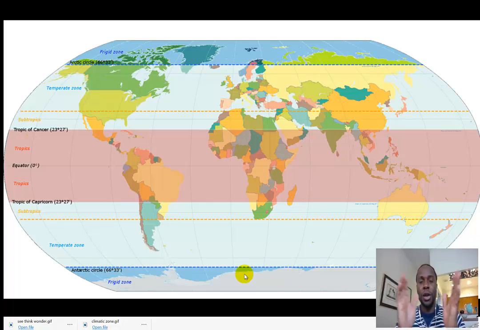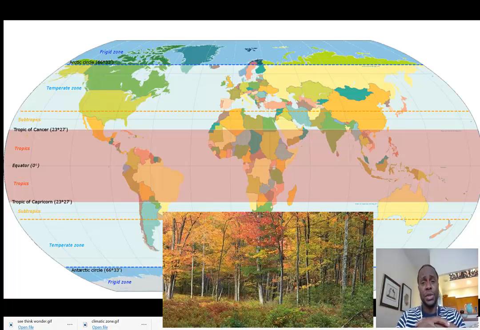Humidity is moderate. Rainfall or precipitation, whether snow or water, is moderate. Evaporation is moderate. Everything is moderate. And the kind of forest you find in these regions is referred to as the temperate forest, for that reason as well.